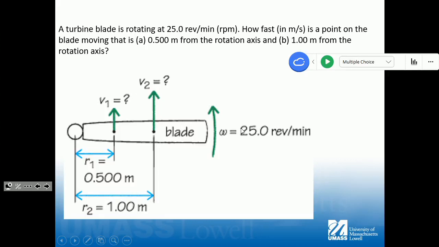We know that V1 must be less than V2. V1 is closer to the axis of rotation. So that part of the blade is not moving as fast as the other part of the blade. Correct? Okay, so let's do that conversion.